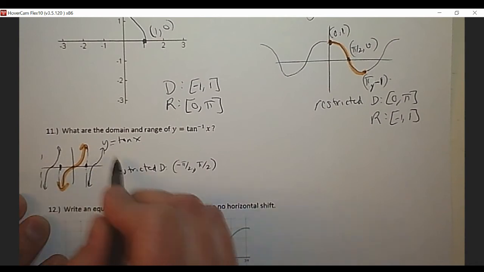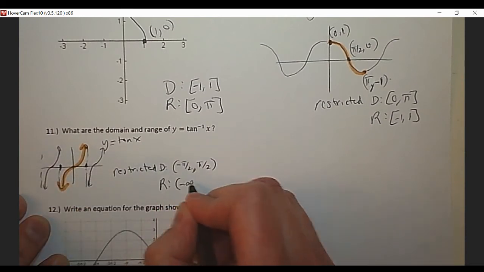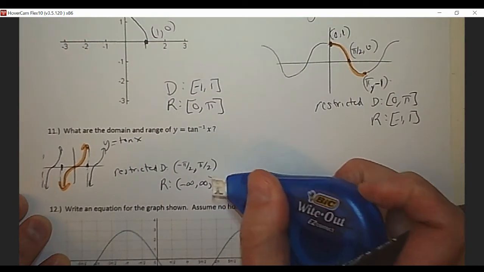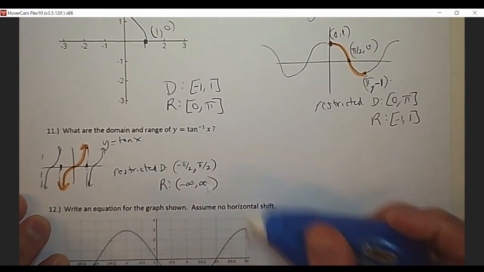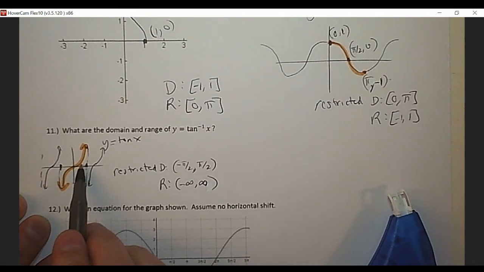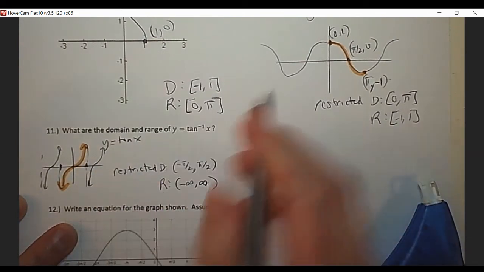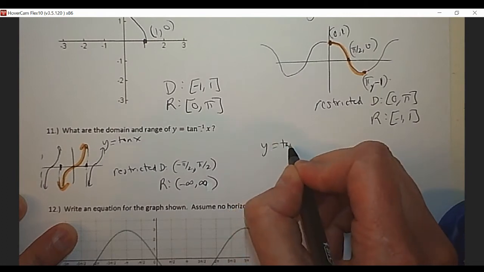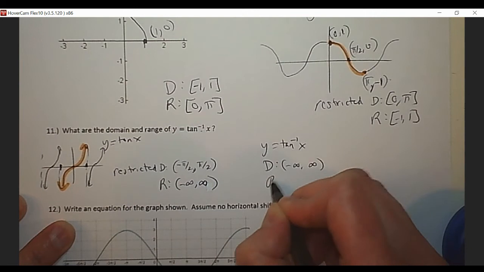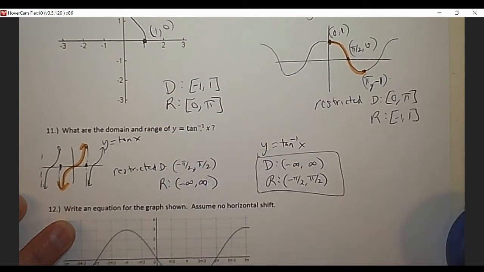Pi over 2 is not even in the domain of tangent, so it certainly can't be in the restricted domain. That's why these are parentheses instead of brackets on the restricted domain, because pi over 2 is not in the domain of tangent because there's an asymptote there. So there's no way we can put it in the restricted domain. Now that we have the restricted domain and the range for the regular tangent graph, for tangent inverse, we just switch those. So the domain is negative infinity to positive infinity, and the range is negative pi over 2 to positive pi over 2 with parentheses.